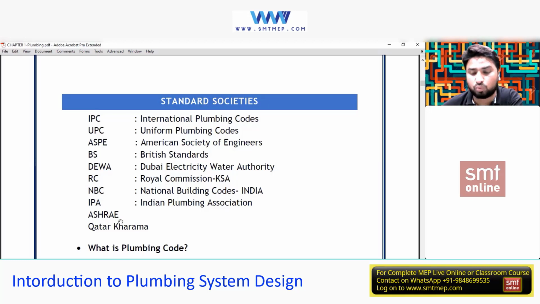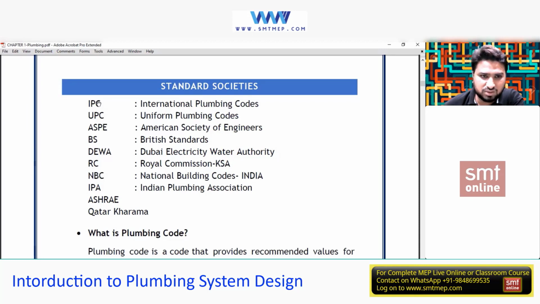Now they will tell you what code to follow, for example UPC or IPC or NBC or whatever the standard, based on their application or based on the region. One more is Qatar Kharama, which is used in Qatar. So these are some popular known codes.